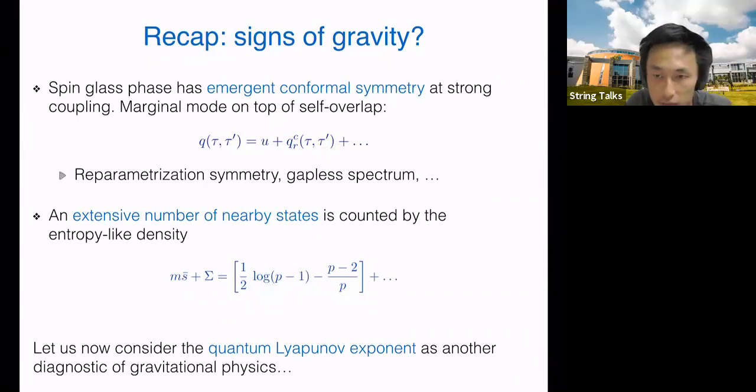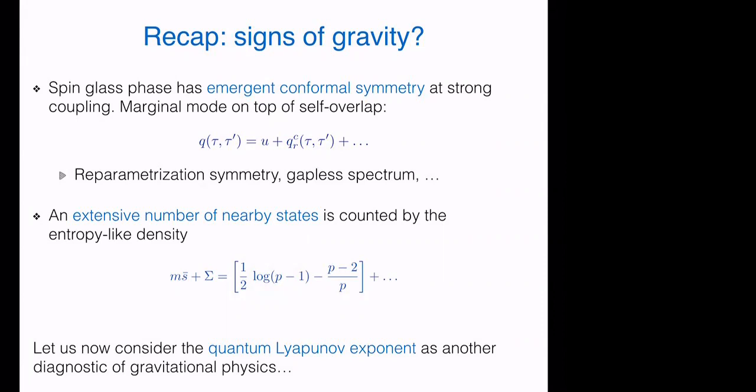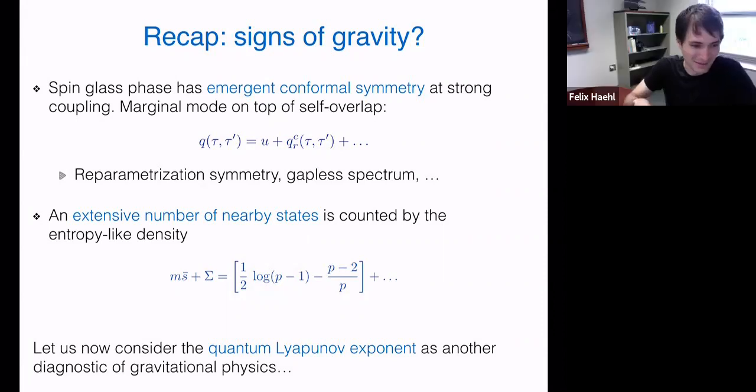Maybe we should let Felix finish because his time is running out, and leave this discussion for the end. Yeah, let me try to get to this four-point function. Okay, we can get back to it afterwards.